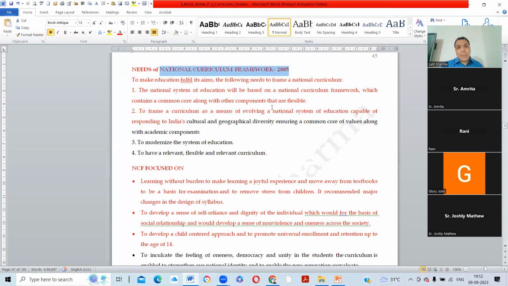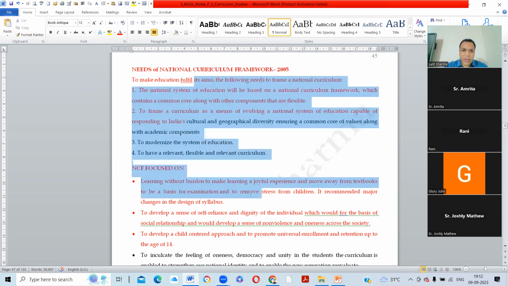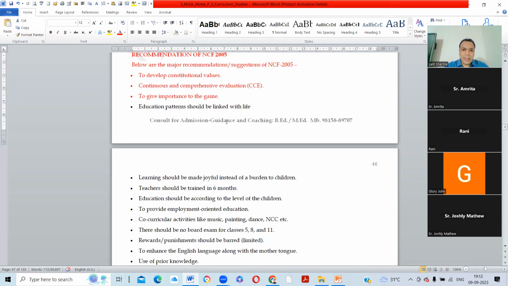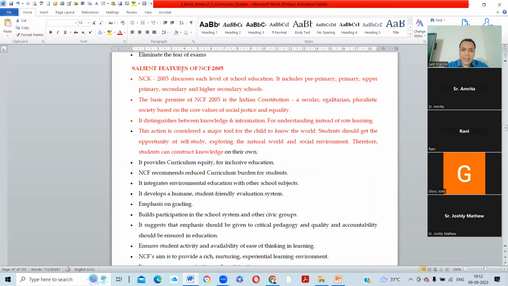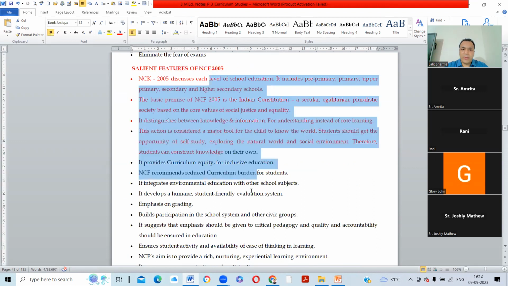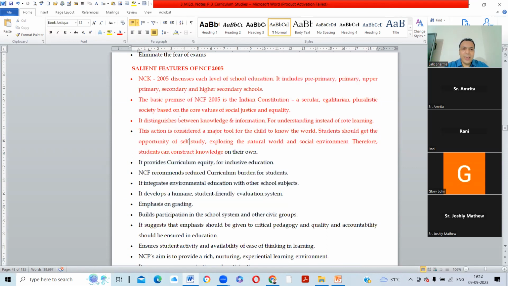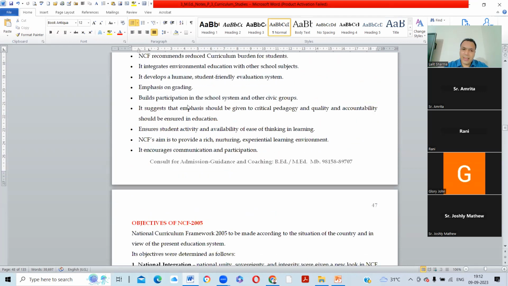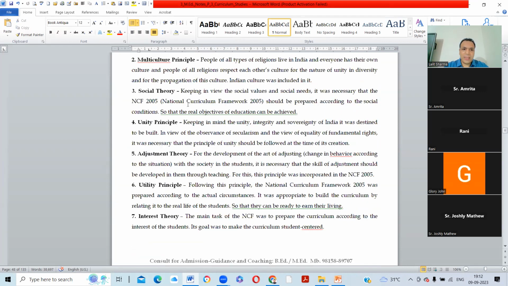Okay, the need is that because the different states are using different kinds of curriculum, so there is a need of uniformity of the curriculum, right? So these things you have to write under this, then recommendations, then salient features of NCF 2005, right? Why the national curriculum framework is needed. Okay, but remember one thing, you have to talk more and more about school education here, right? And you know what the objectives of that are.